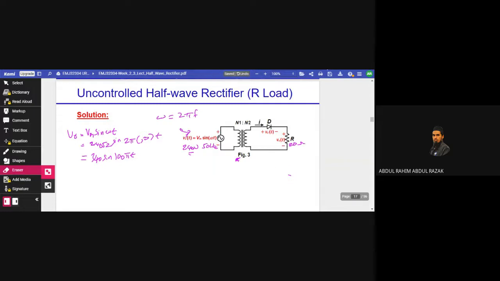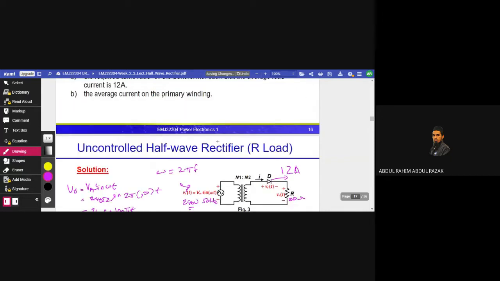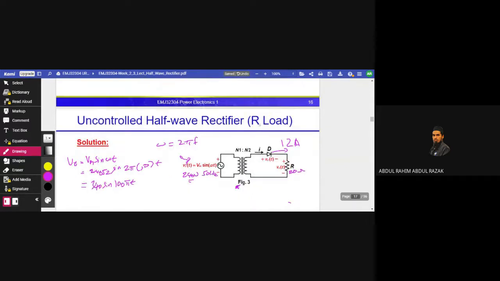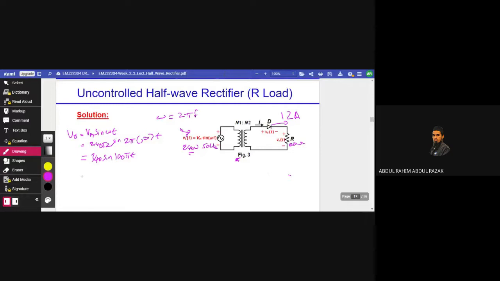Okay, the question is that we want to have a 12 ampere average, average I out, average of 12 ampere, so I out equal to 12 ampere. I out is equal to V out divided by R, but V out is equal to V max divided by pi, and V out equals V max divided by pi for half bridge.